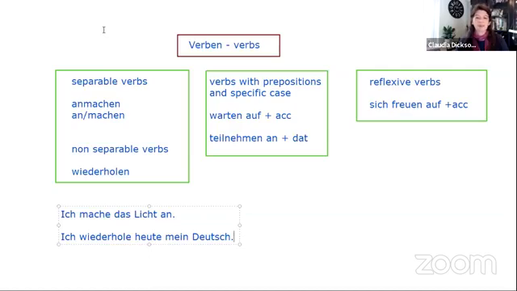Now, let's say if I look for the other one that I have written down on the board, teilnehmen an. Teilnehmen is right at the front here. An etwas plus dative teilnehmen. Yeah, it gives us this dative right away in a bracket, because it's not a person. So etwas teilnehmen, teilnehmen an is with the dative.